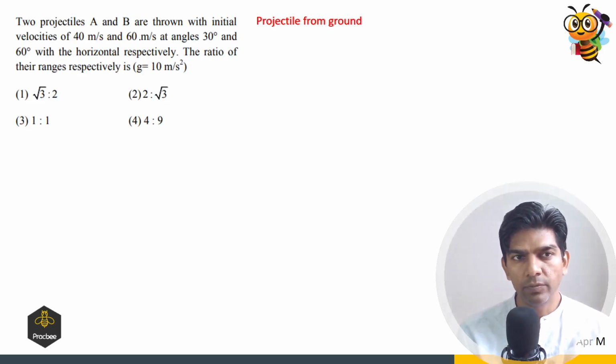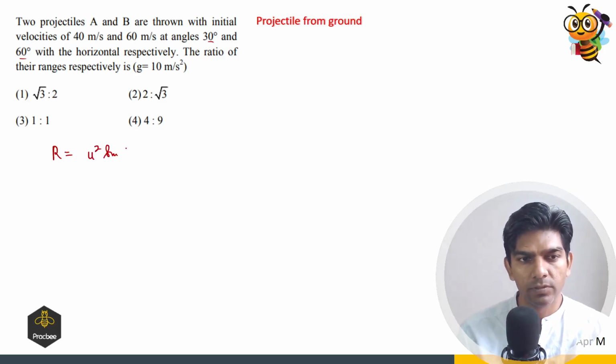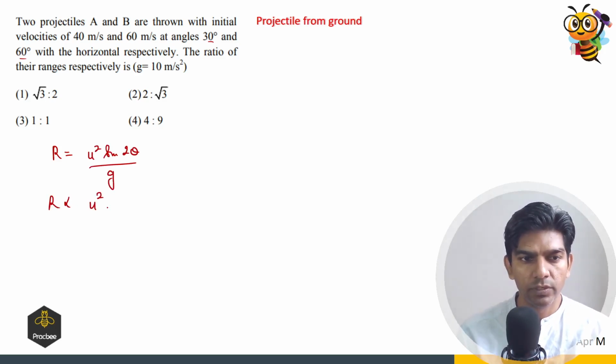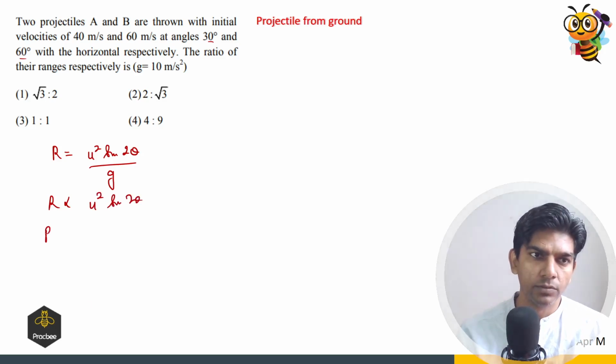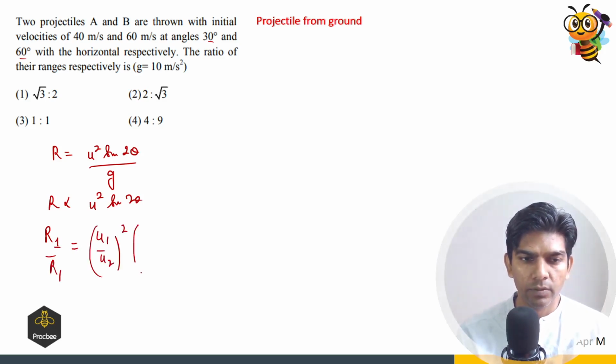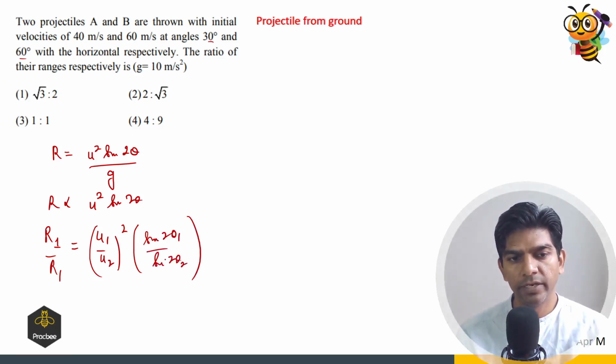Two projectiles A and B are thrown with initial velocity 40 and 60 meters per second at an angle of 30 and 60 degrees with the horizontal respectively. The ratio of their ranges. We know that range is given as u square sine 2 theta by g. They have different velocities, so R is proportional to u square sine 2 theta. So we can say R1 by R2 will be equal to (u1 by u2) square times sine 2 theta 1 by sine 2 theta 2, right?